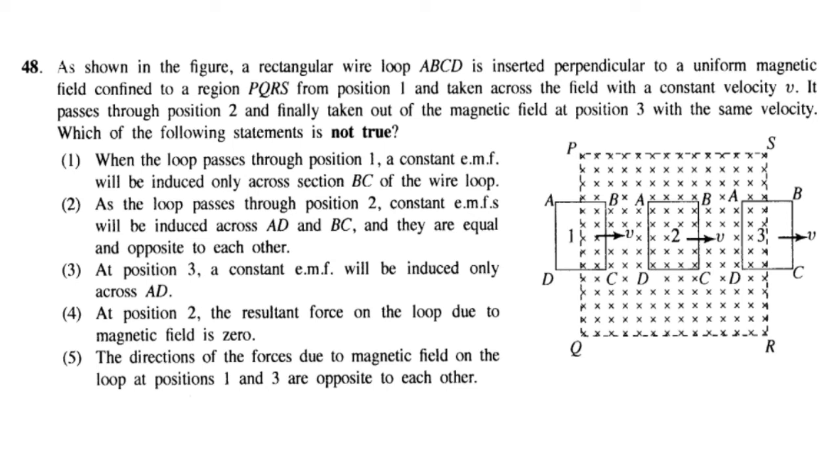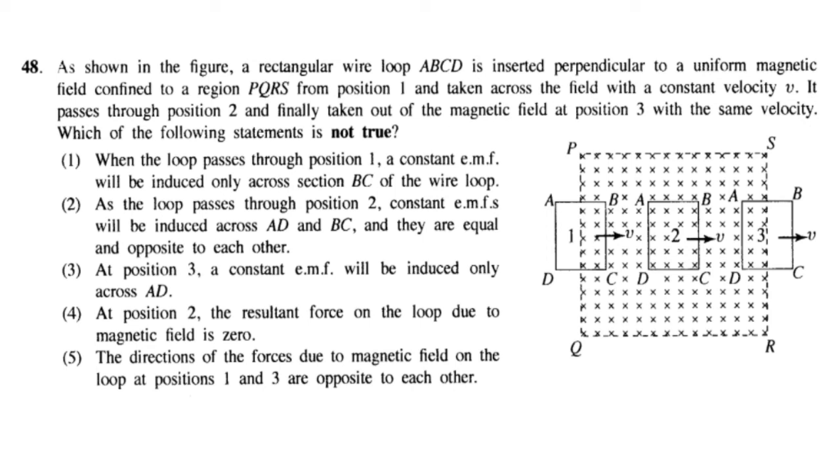Then 3. At position 3, a constant EMF will be induced only across AD. That is also true. It is similar to position 1. 4. At position 2, the resultant force on the loop due to the magnetic field is 0. Now you know the total EMF across the loop is 0. So there will be no resultant force on the loop. So the fourth one is also right.